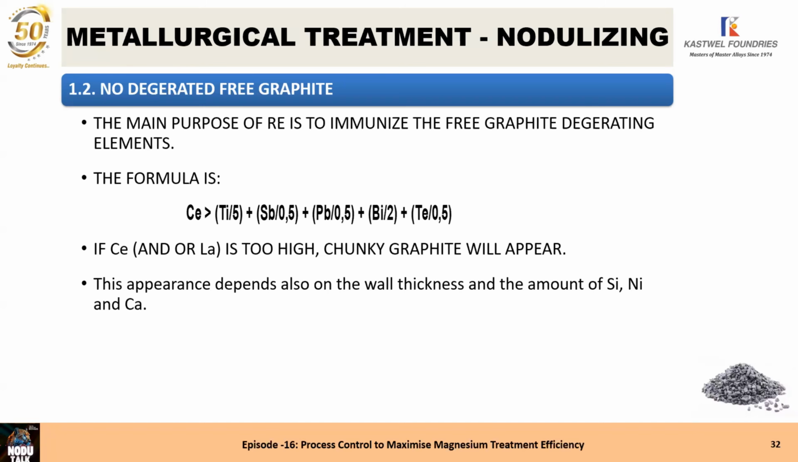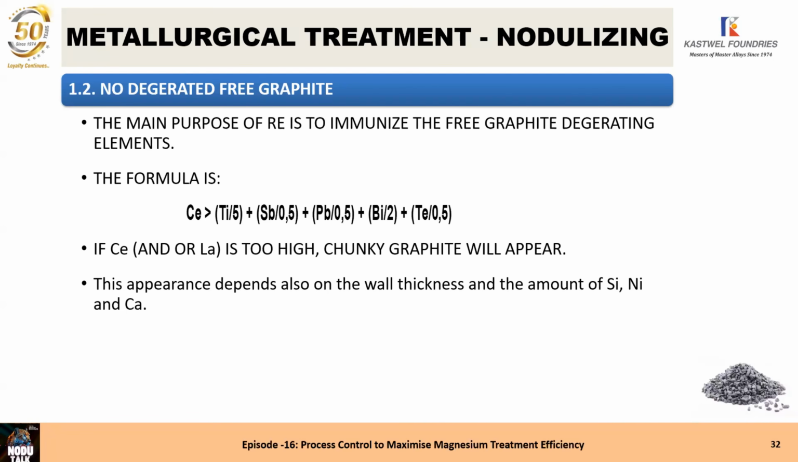I will repeat then about the degenerated graphite. We see the formula there of the cerium you need to compensate the elements, which are titanium, antimony, lead, bismuth, and tellurium. And if the cerium and or the lanthanum, because they are similar, is too high, chunky graphite will appear, especially in thick sections. The appearance depends on the wall thickness, but also on the amount of silicon, nickel, and calcium. The more silicon there is, the higher the risk is.